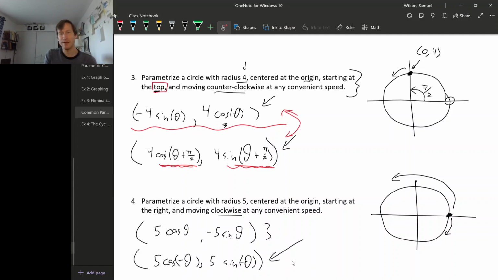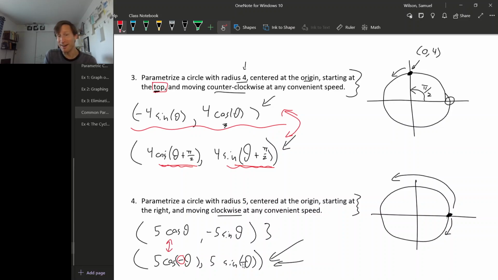So now we have a second way to parameterize, to write down parametric equations for this particular situation. Of course, sine and cosine both have some symmetry properties. Cosine is even, so having a minus sign inside of your cosine function doesn't really make a difference, so these are really the same.